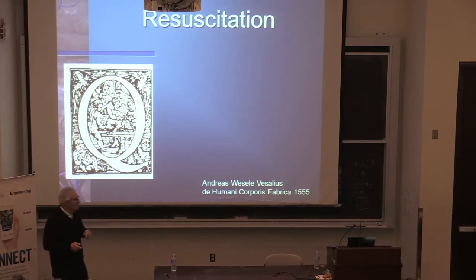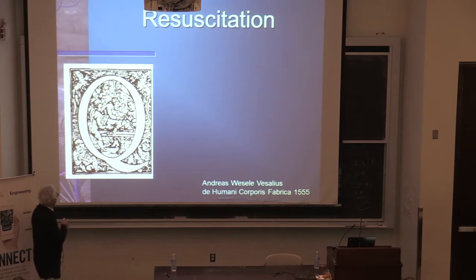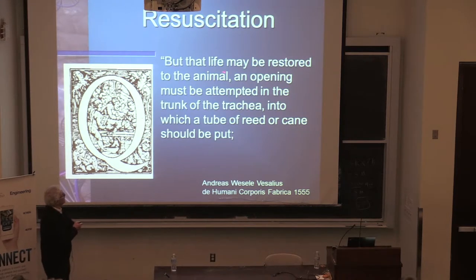And he did a great experiment here. What Andreas Vesalius did was, you can see here, there's a bench, there's a pig lying on this bench, and there are some people working around the neck. And here's how he described it. He said, but the life may be restored to the animal. An opening must be attempted in the trunk of the trachea, into which a tube of reed or cane should be put. Remember I showed you ventilators now? Sometimes you put it directly into the trachea. Often it goes through the mouth, but that's exactly what we do now.